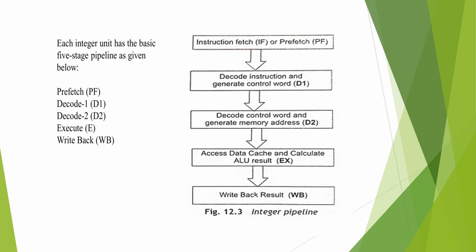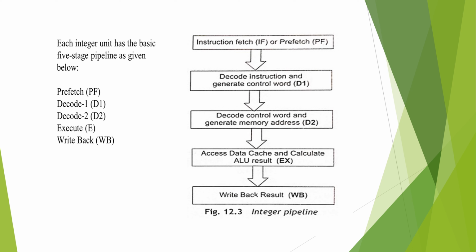Now we will see how the 5-stage pipeline works. The first stage is prefetch. In prefetch, the instruction is prefetched from the code cache into the prefetch buffer. In the second stage of the pipeline, decode 1 or D1, the word is decoded. What is the meaning? Whether it is an arithmetic instruction or a logical instruction, because according to that, instructions are given to the ALU.